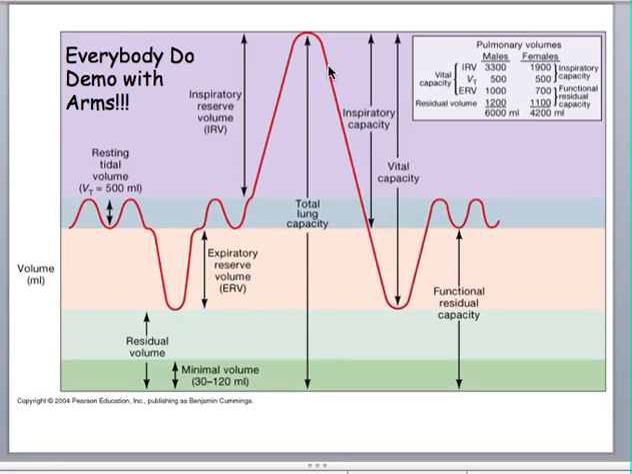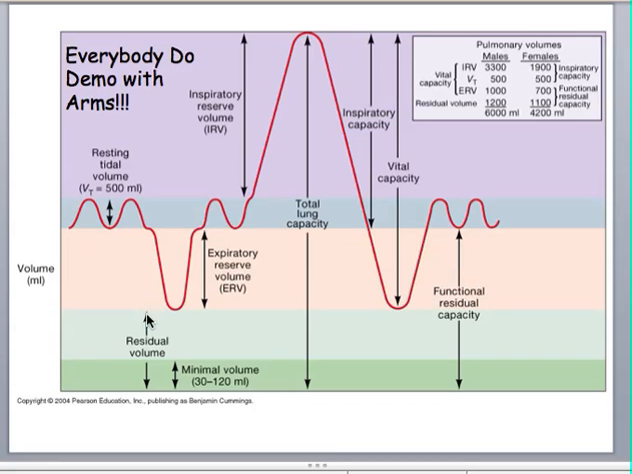Then we'll be talking about some capacities that are things that we calculate. And so if we add together the inspiratory reserve volume and the tidal volume, then this is called the inspiratory capacity. And then if we add together your inspiratory capacity and your expiratory reserve volume, then we get this big volume here called your vital capacity. That is your maximum capacity to breathe while you're living, while you're able to move breath.